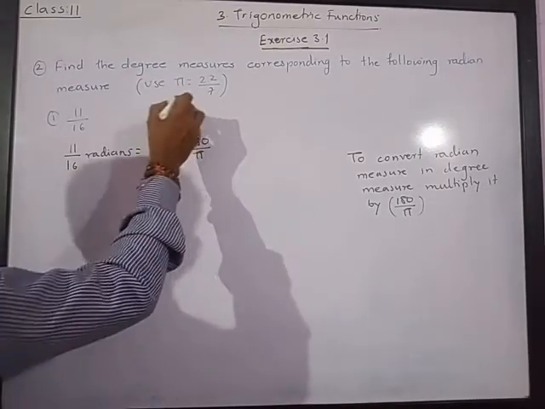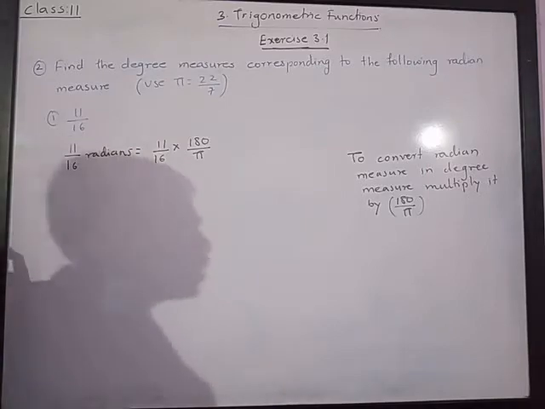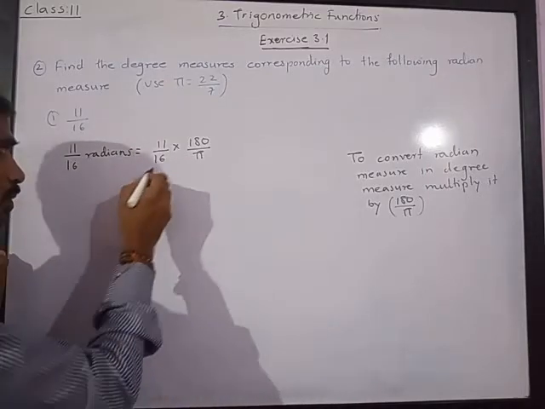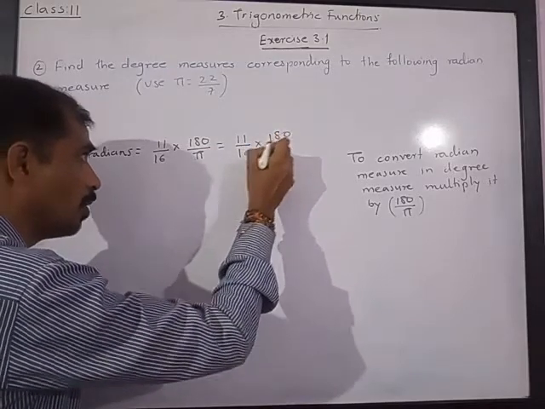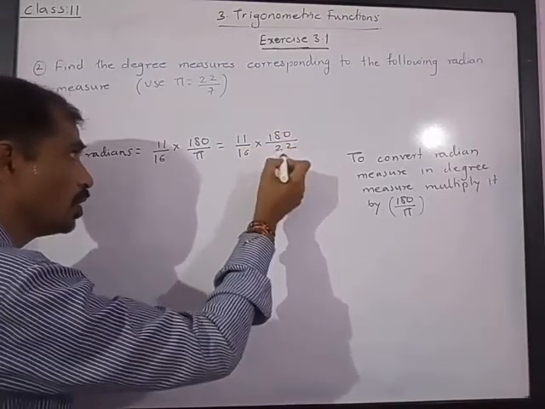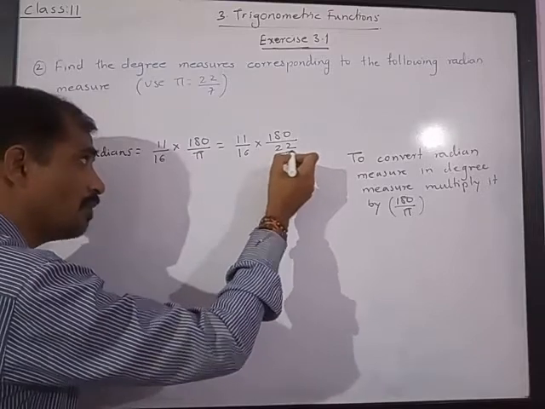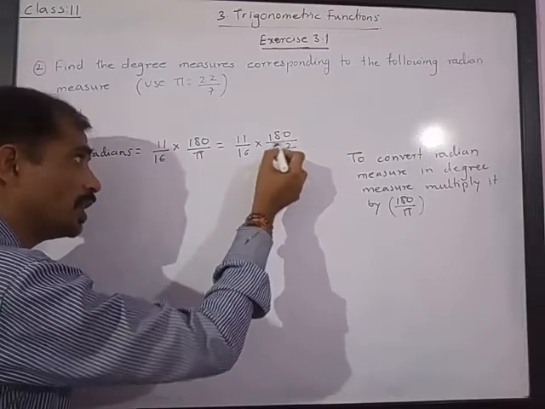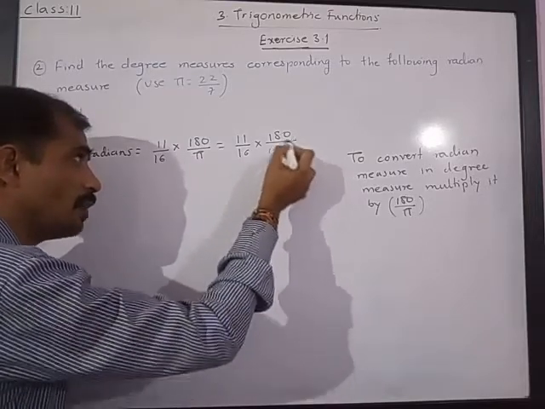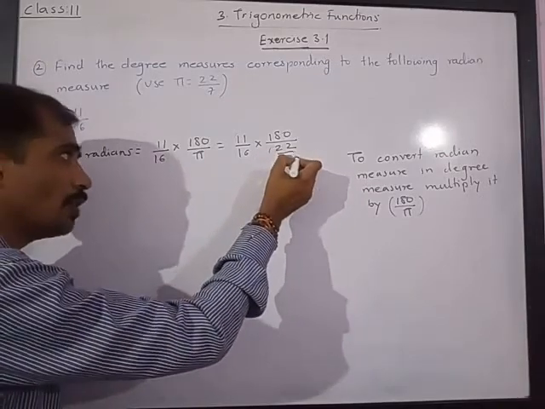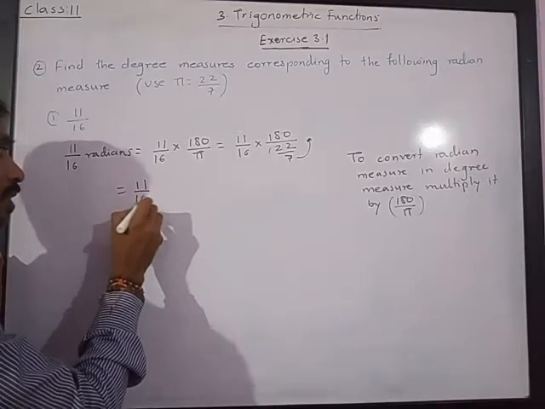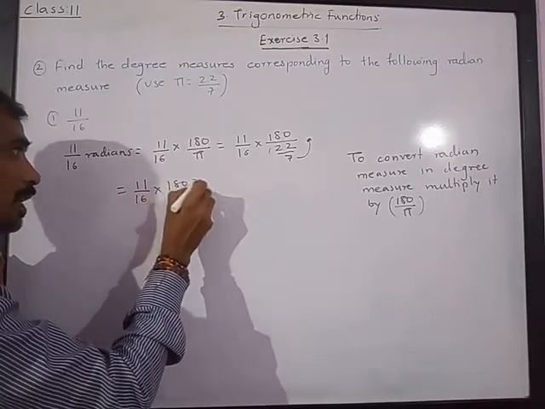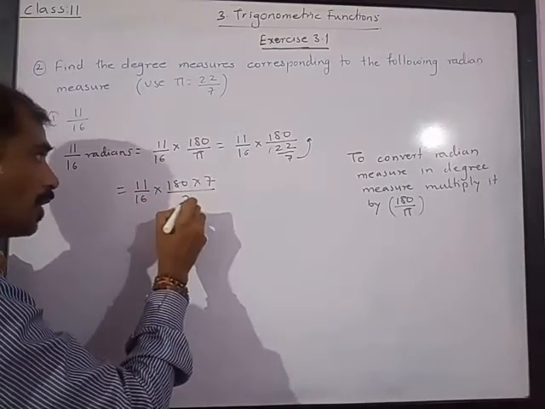Now we are told to use pi's value as 22 upon 7. So this is equal to 11 upon 16 multiplied by 180 upon 22 upon 7. Please note this denominator is in fraction form, so the denominator goes to the numerator. We have 11 upon 16 multiplied by 180 multiplied by 7 upon 22.